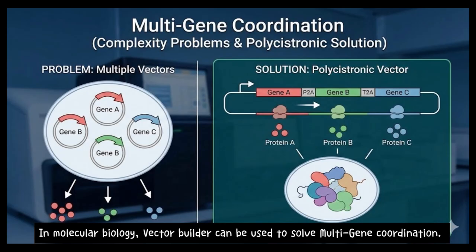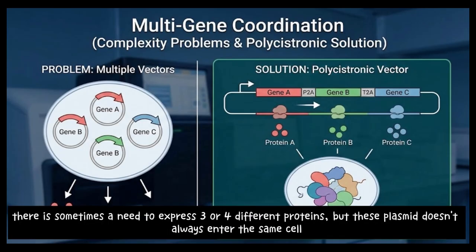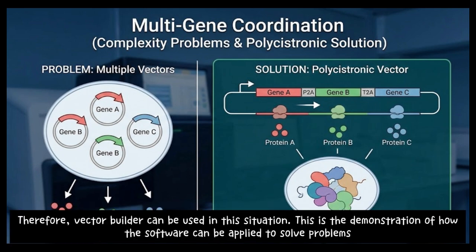In molecular biology, Vector Builder can be used to solve multi-gene coordination. There is sometimes a need to express three or four different proteins, but these plasmids don't always enter the same cell. Therefore, Vector Builder can be used in this situation to solve this problem. This is the demonstration of how the software can be applied to solve problems.